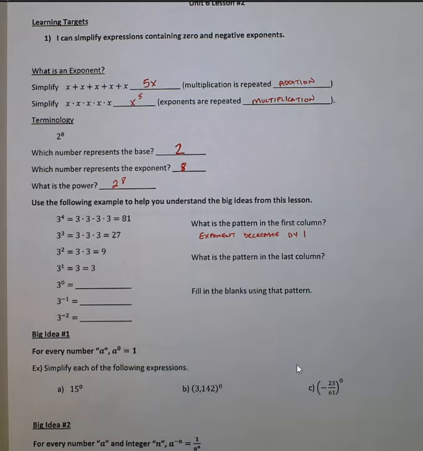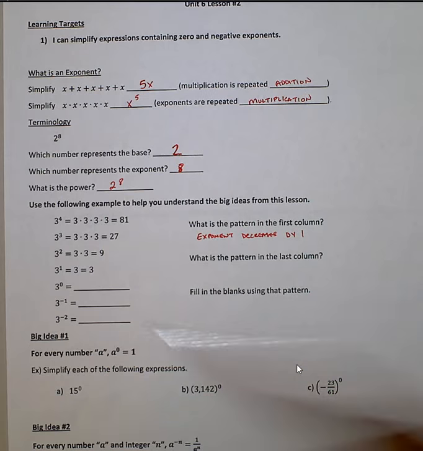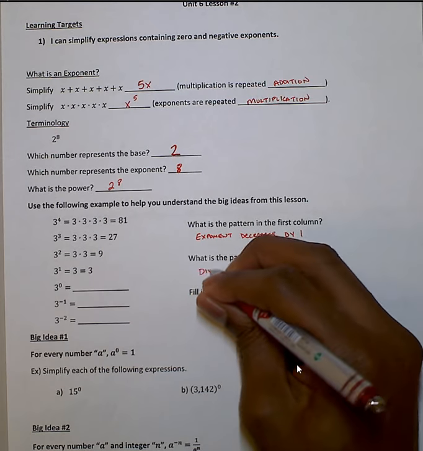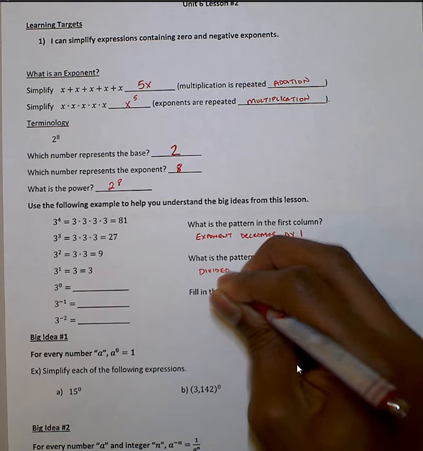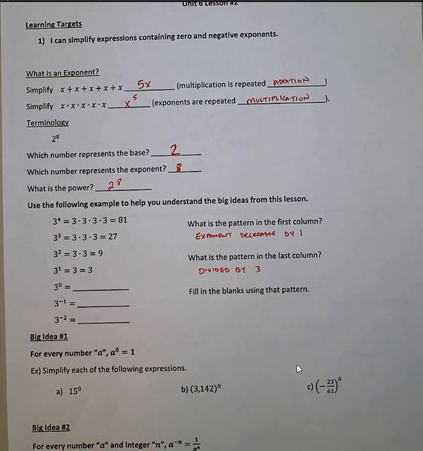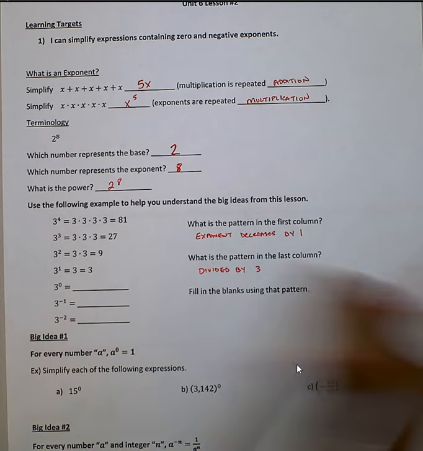Okay, what is the pattern in the last column? What's happening? 81, 27, 9, 3. Well, each time we can see that the number is divided by 3. 81 divided by 3 is 27. 27 divided by 3 is 9. 9 divided by 3 is 3. Okay, so now using this information, we're going to continue this pattern.